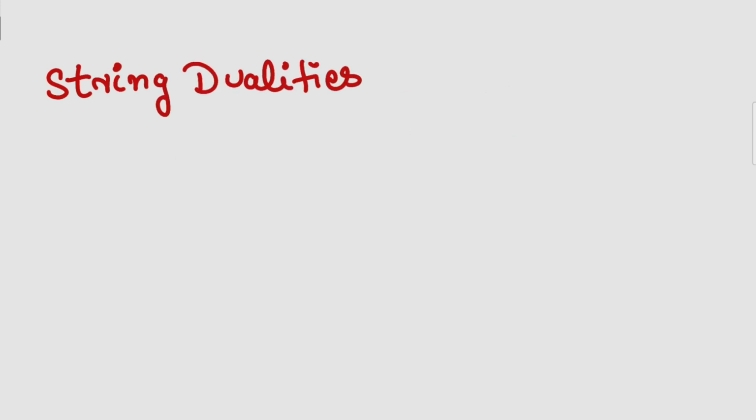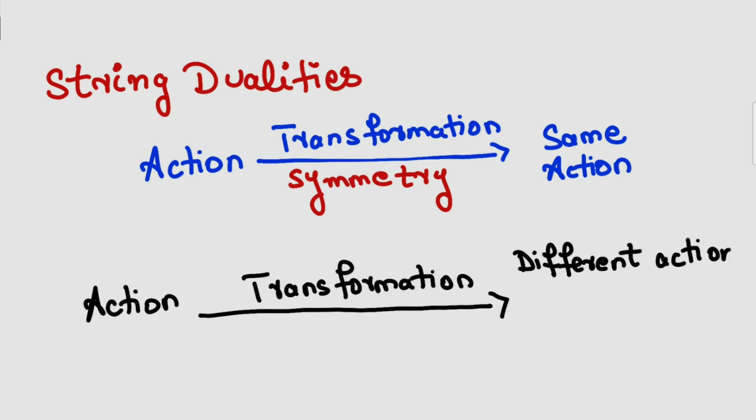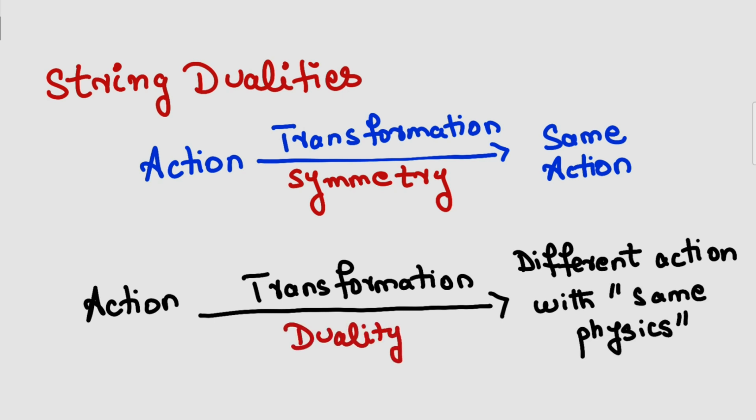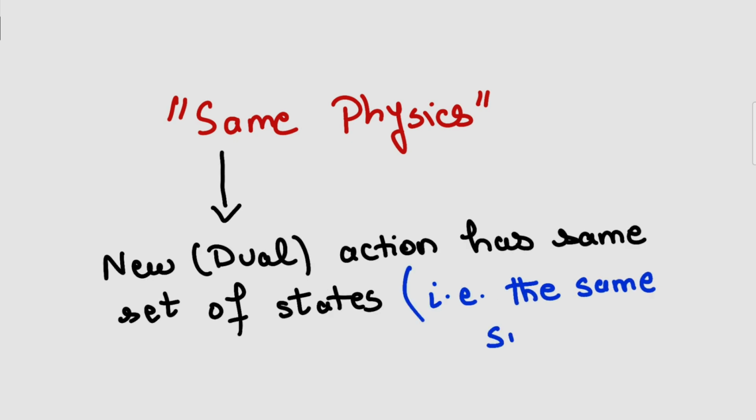Before describing the conditions under which such a background is non-geometric, we have to talk about string dualities. If a transformation keeps the action of the theory invariant, we call it a symmetry of the theory. However, a transformation that changes the action but describes the same physics is a duality transformation. Describing the same physics naively means that the dual theory has the same set of states. The jargon for this criterion is that the spectrum of the theory hasn't changed.